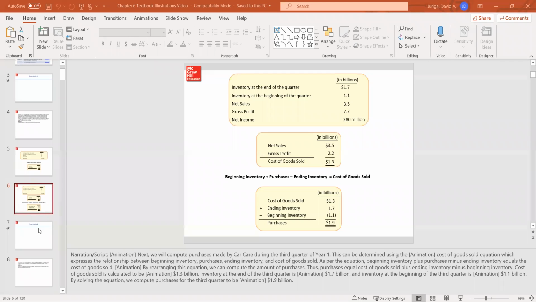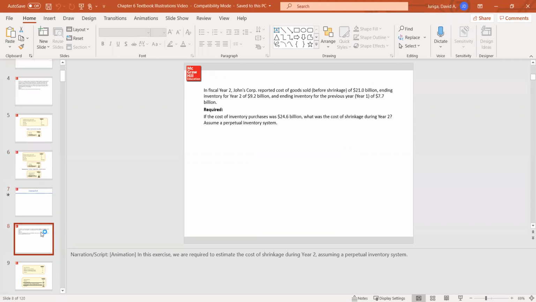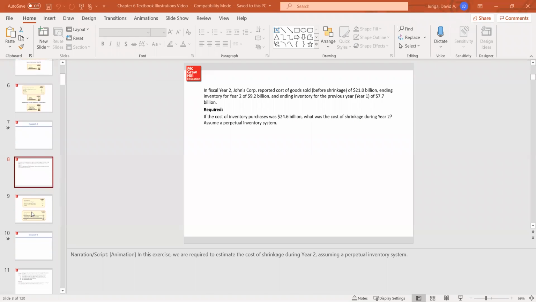All right, next one, 6-4. So what we're going to do in this one, it says, if the cost of inventory purchases was 24.6, what was the cost of shrinkage during year 2? Assume perpetual inventory. So again, they give us that they report a cost of goods sold before shrinkage of 21 billion. Ending inventory for the year was 9.2, and ending inventory for the previous year was 7.7. So in the next slide, let's show you the breakdown.